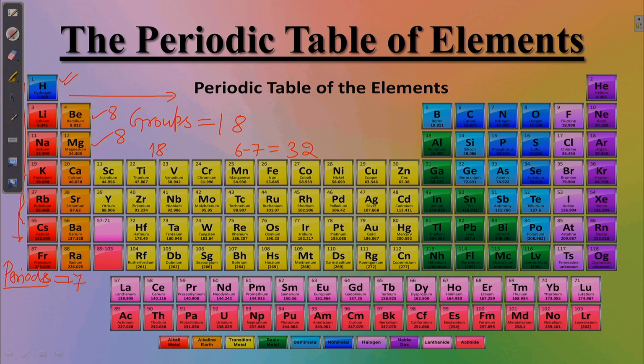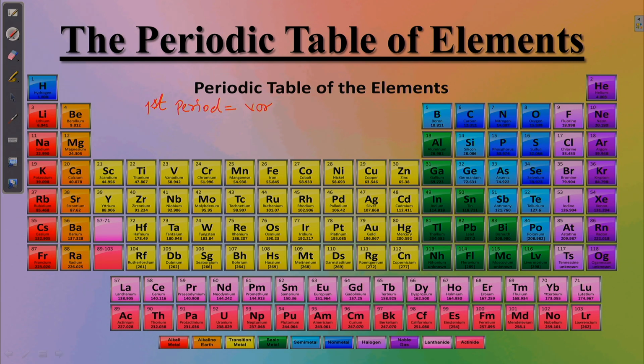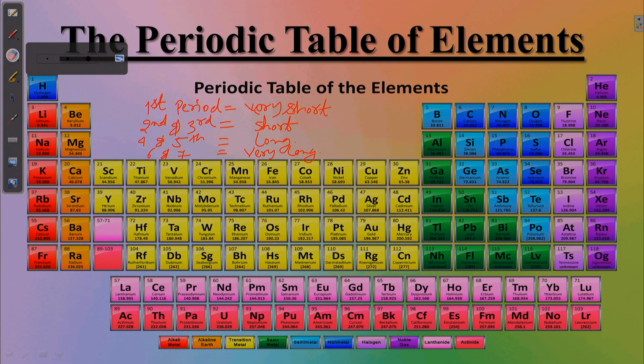In this manner, we can say that the first period is a very short period, the second and third periods are short periods, the fourth and fifth periods are known as long periods, and the sixth and seventh periods are known as very long periods. So this is about periods and groups.